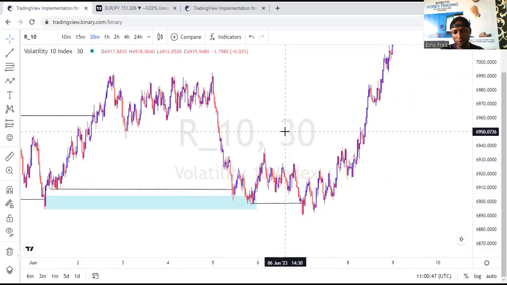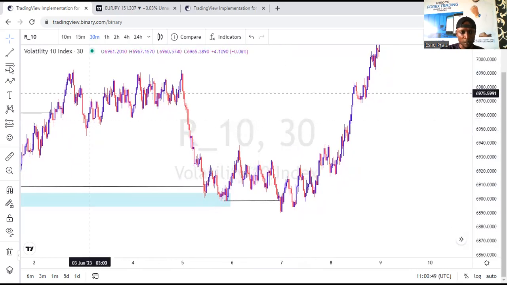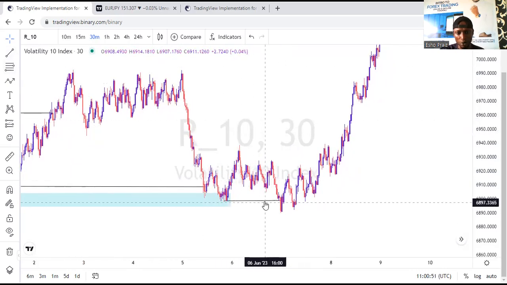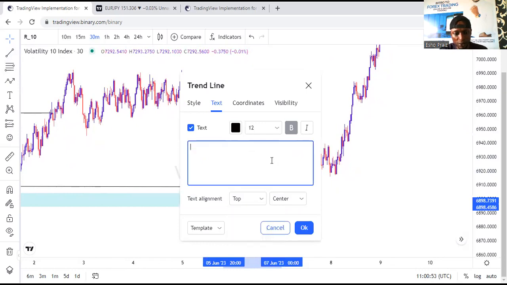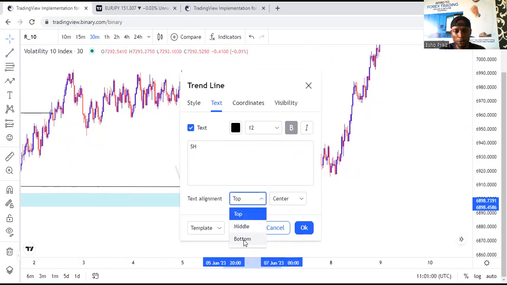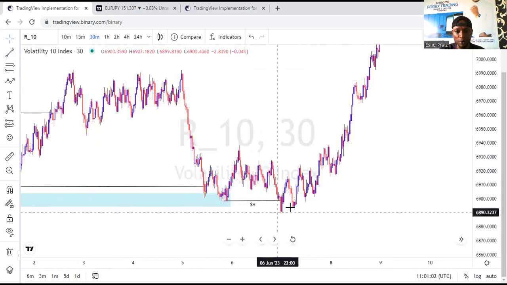Right? Now, look at the market. Here we have stop hunts. This is our stop hunt here. Sorry, stop hunt. That's our stop hunt. This should be at the bottom. This is our stop hunt, right?